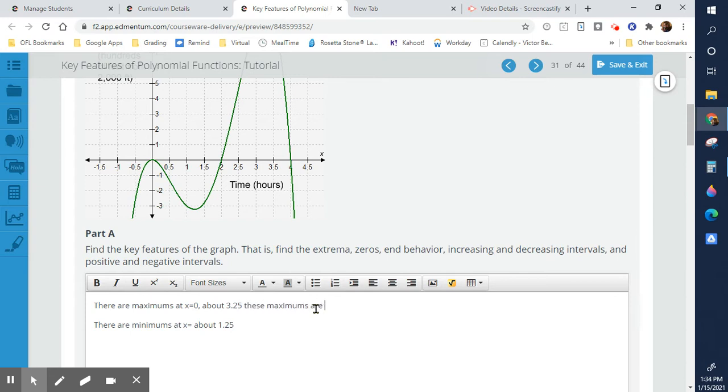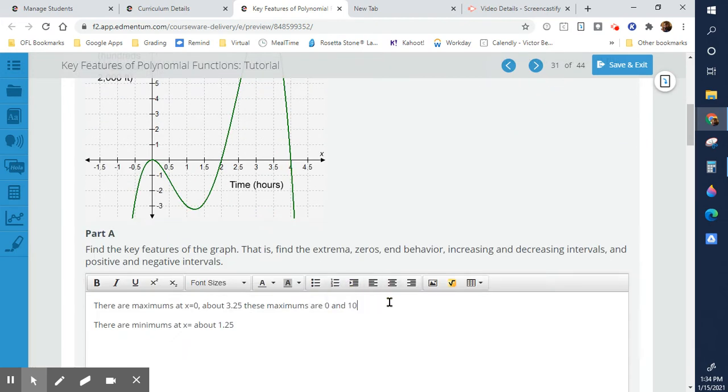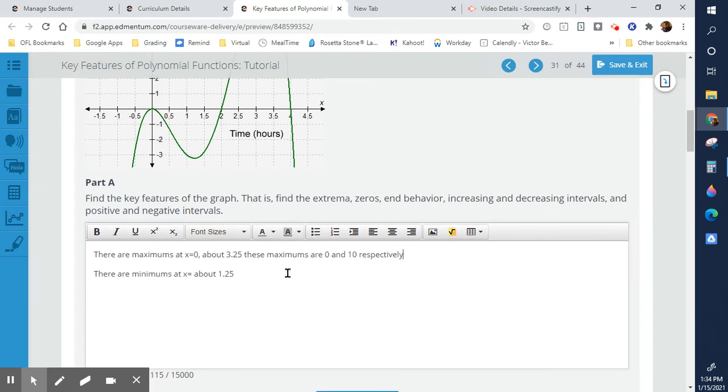These maximums are 0 and 10 respectively. And what I mean by respectively, I mean in the same order. At 0, our y is 0. At 3.25, our maximum is 10, which is a little less than -3.